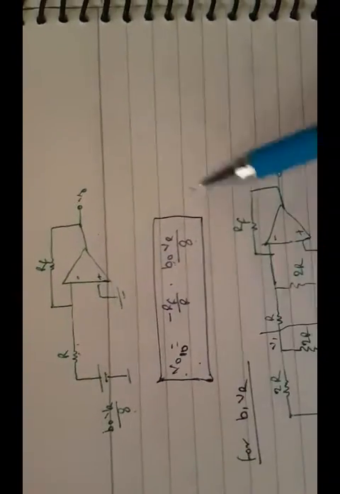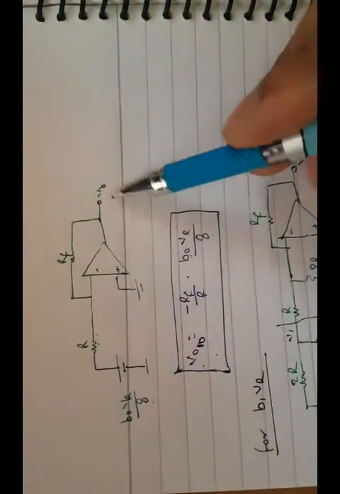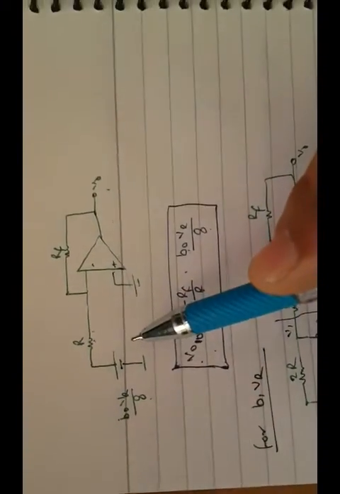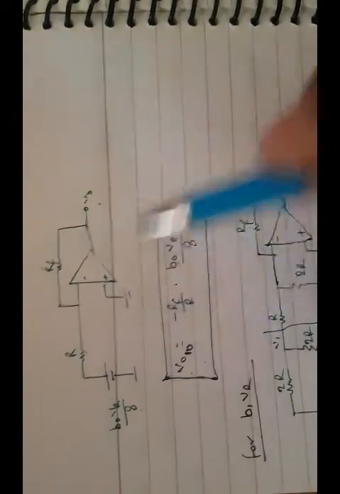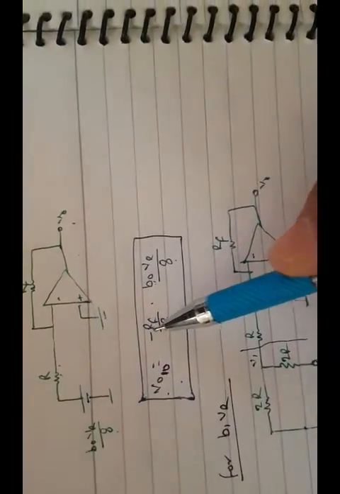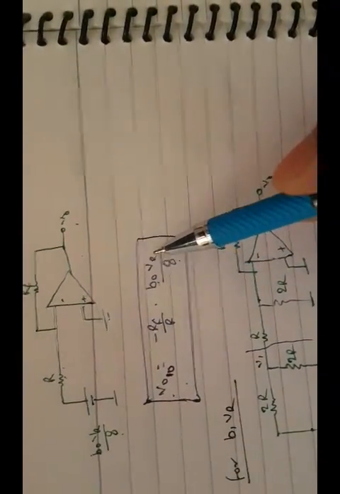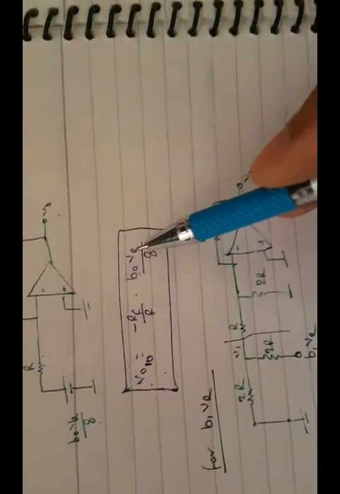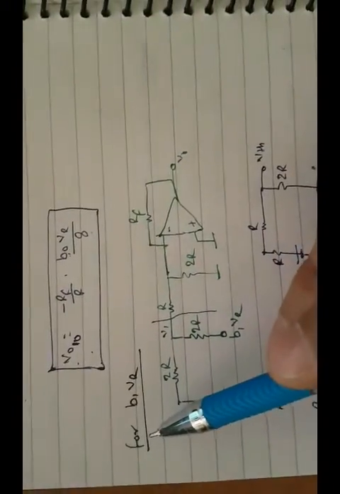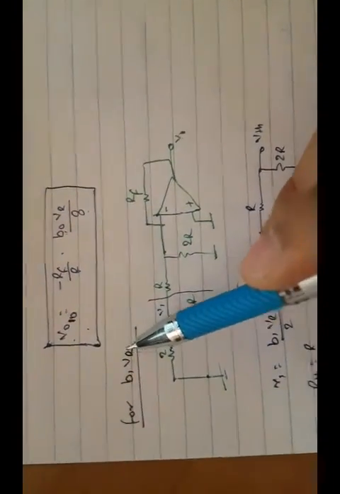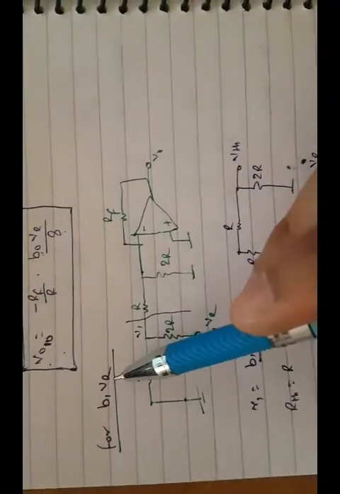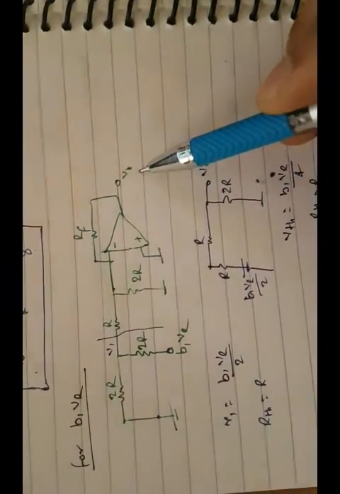So this is the V output for this B0 VR. For LSB B0 VR, we get the output as minus RF by R into B0 VR by 8. Now we do it for the next, B1 VR. Now we find out what will be the V output for B1 VR.